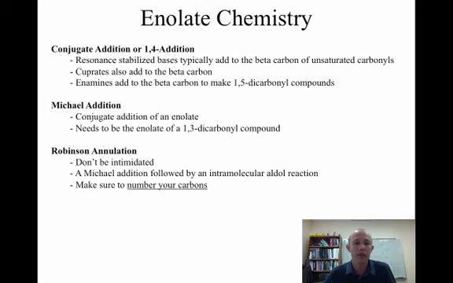When you're looking at Robinson annulation, the first thing is don't be intimidated. It looks complicated, but we know all these reactions. We can just string them together to make these complicated molecules. It's just a Michael addition followed by an intramolecular aldol reaction. The trick to getting these reactions right is to always count your carbons.